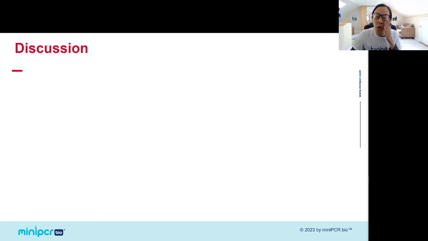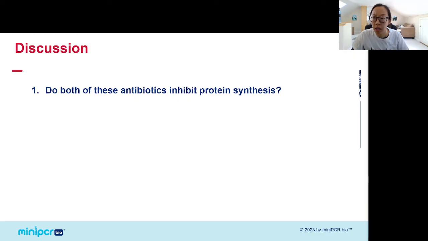Again, while your students are only testing one antibiotic at a time, they will share the results with the rest of the class so everyone can see what happens with each antibiotic. As a reminder, in this lab, our first goal was to see if these antibiotics both inhibited protein synthesis. And the answer is yes, because when we added either antibiotic, no RFP was made, which tells us that protein synthesis was inhibited. Again, remember, although both antibiotics target protein synthesis, they each do so in their own specific way by binding to different parts of the ribosome.